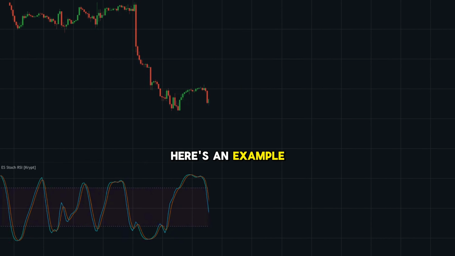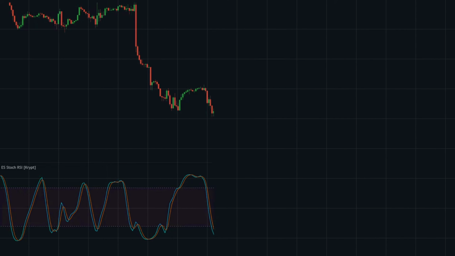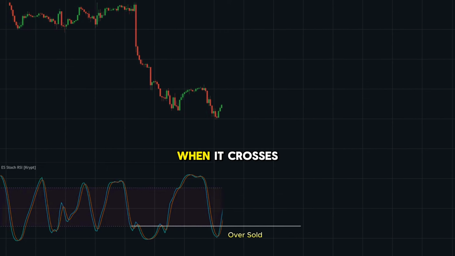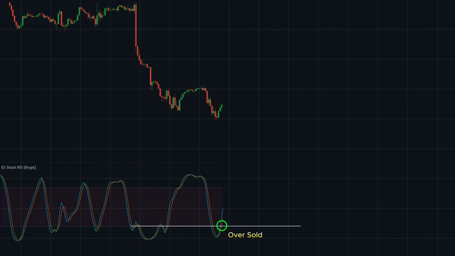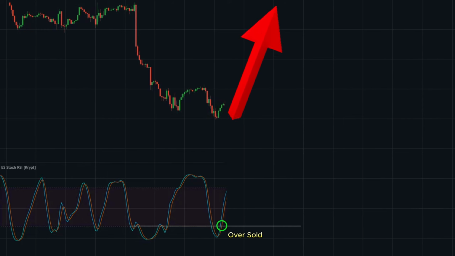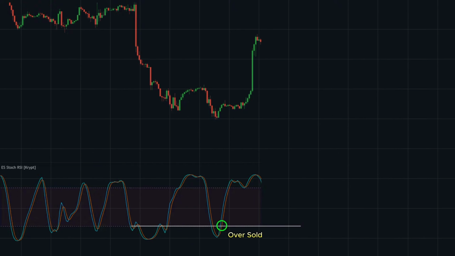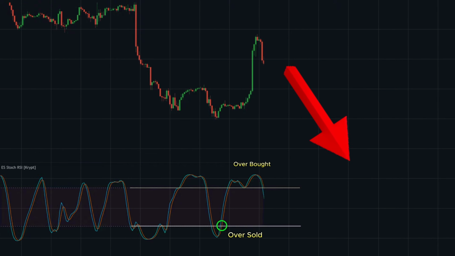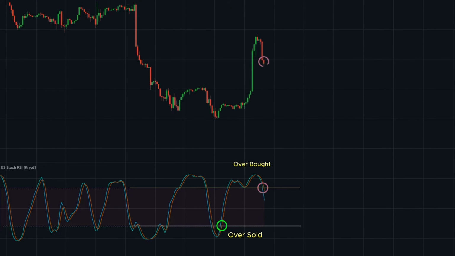Here's an example. If the stochastic RSI drops below 20, it signals an oversold market. When it crosses back above 20, it's a potential buy signal. On the other hand, if it rises above 80 and then drops below 80, it's a potential sell signal.